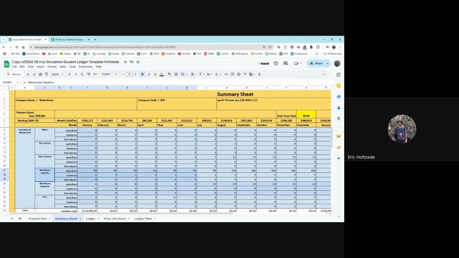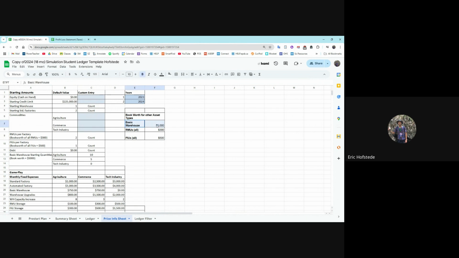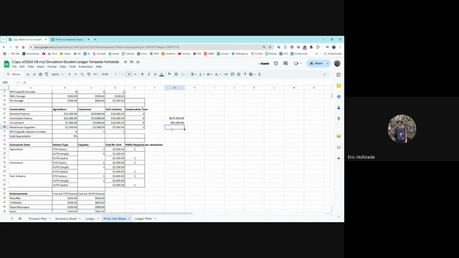Additionally, I have 22 warehouse upgrades for agriculture. Don't worry about the capacity. That's just used to determine how much storage space you have. This is how many constructions we actually have. So that is going to be equal to 22 of them times their warehouse upgrade construction cost, 22,500. So that is 55,000 I've spent on my warehouse upgrades that have already been constructed. And then one additional one that people often forget is your basic warehouse has a value of 5,000. So I don't want to forget about that 5,000 here.